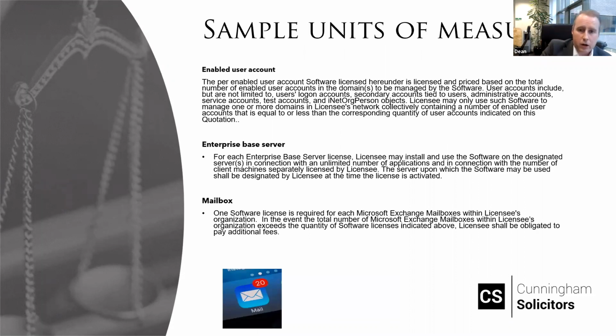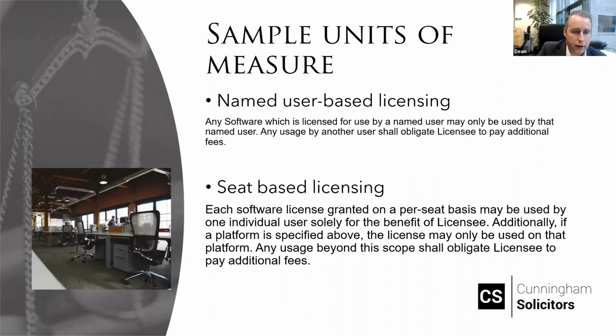So here are a couple of common units of measure, just to give you some context. I'm not going to read them out, but you can see them there for yourself. It's enabled user, enterprise-based, server, and a mailbox. Okay, and then another couple more there: named user based licensing, and what we just discussed, seat-based licensing. So what else do I have to say about units of measure?